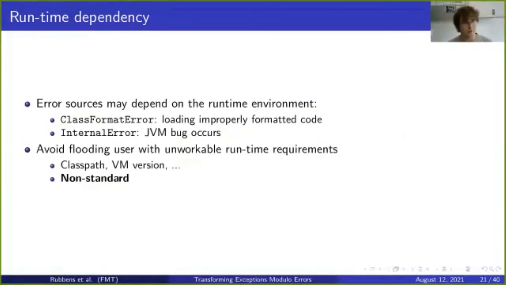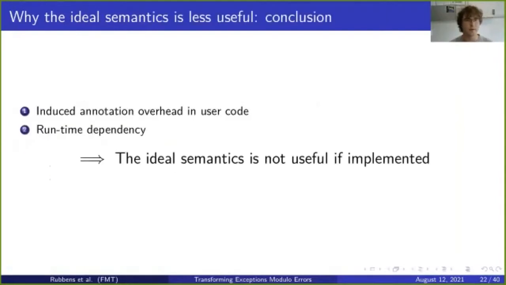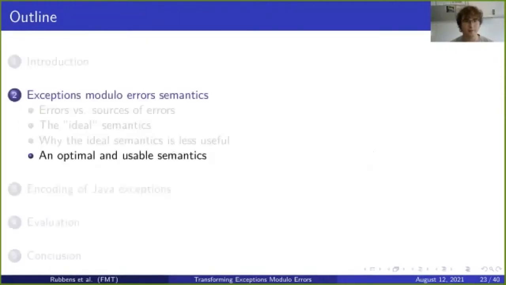Well, of course, it's not impossible. You can impose a lot of runtime requirements. So you might say, the class path has to look like this with exactly these files on it, and we only support this VM version. And maybe that way you can prevent a lot of exceptions. However, this is quite non-standard. So this is not something we want to impose yet upon the user. Maybe future work can resolve this. So from these 2 problems, we conclude that the ideal semantics is not a useful guideline to implement. And instead, we need to look at something that more accurately represents how we actually use Java.